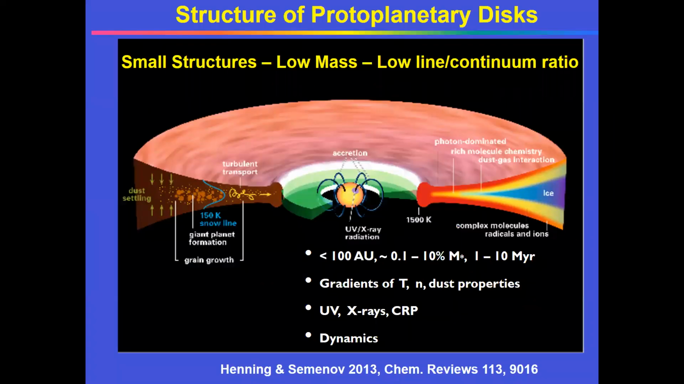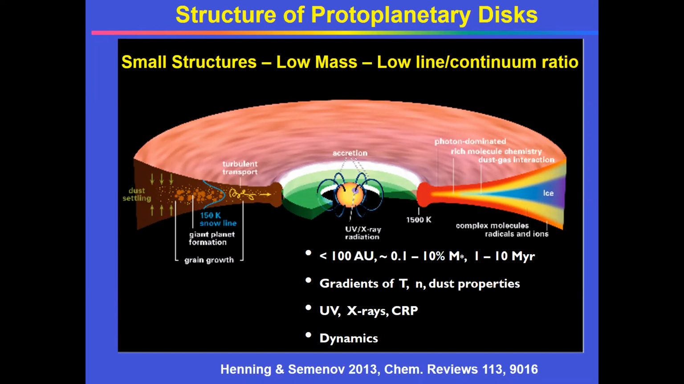So here you see some of the structures in a cartoon picture. On the left side, you see the indication of dust settling to the midplane and the radial transport, but you also have turbulent mixing, you have grain growth, and finally you may have a giant planet which blocks the transport. On the right side, you actually see the different layers of chemistry. The surface layer is mostly a layer which is dominated by UV photons. Then you have a molecular layer, and we already talked about the molecular ices, which are sitting at the midplane in the outer areas of the disk.